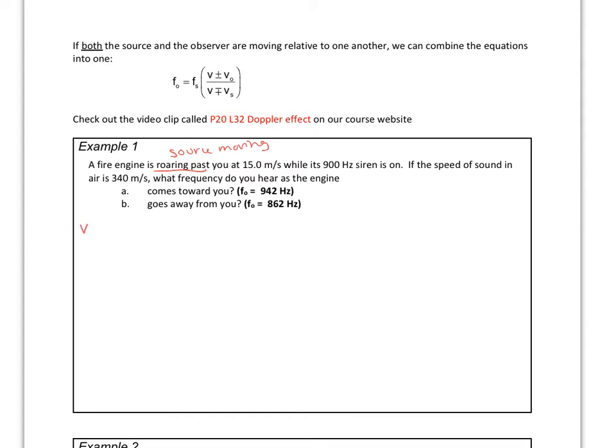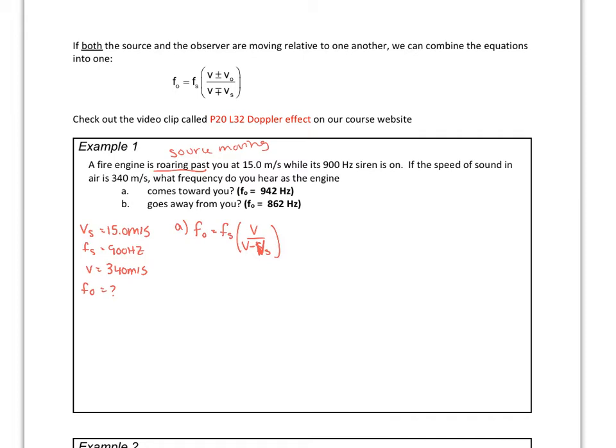So the speed of the source is 15 meters per second. The frequency of the source is 900 hertz. The speed of sound is 340 meters per second. We need that reference point, and we're looking for the frequency from the observer. So we'll use the formula f0 is equal to fs v over v minus vs.